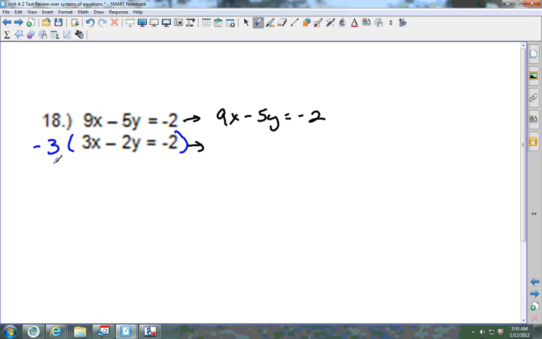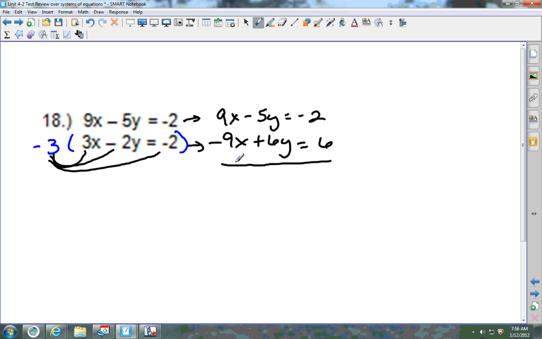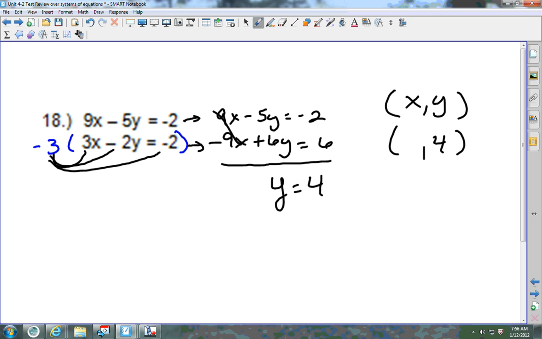Now the bottom equation, I need to take negative 3 times 3x, negative 9x. Negative 3 times negative 2y is plus 6y. Negative 3 times negative 2 is positive 6. Now let's combine them. The x's cancel. Negative 5 plus 6, that's a positive 1y. Negative 2 plus 6 is a 4. My solution, remember it goes x then y. Make sure you put it in the right spot.